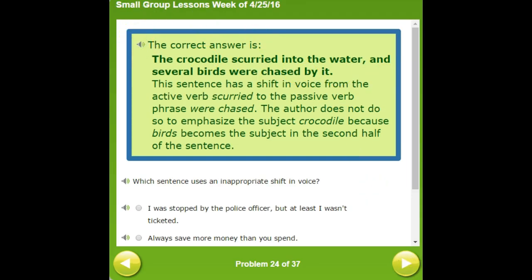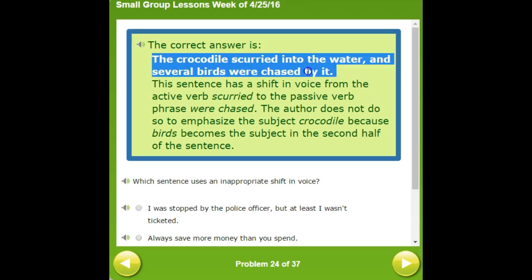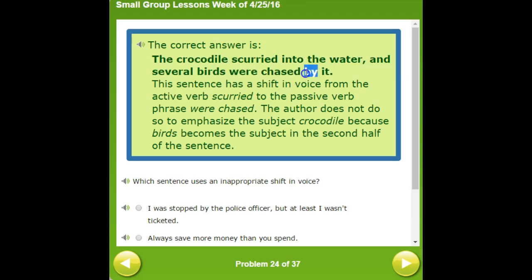The correct answer is, the crocodile scurried into the water, and several birds were chased by it. This sentence has a shift in voice from the active verb, scurried, to the passive verb phrase, were chased. The author does not do so to emphasize the subject, crocodile, because birds becomes the subject in the second half of the sentence.